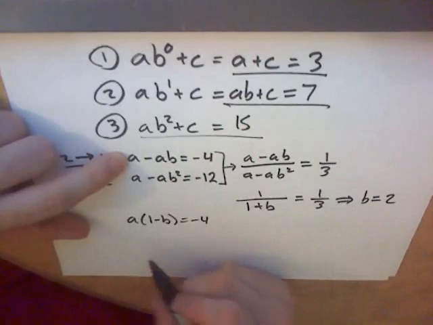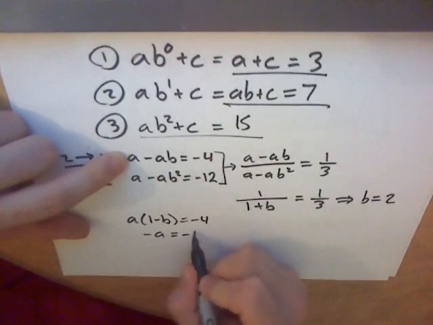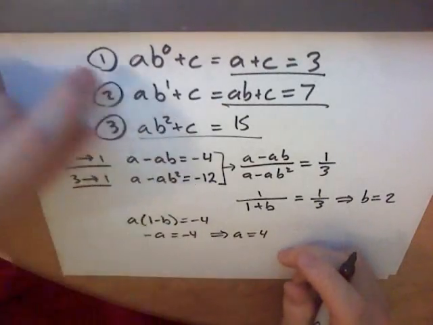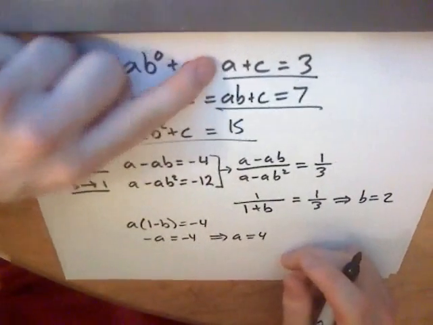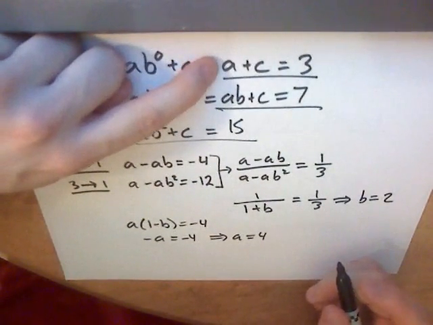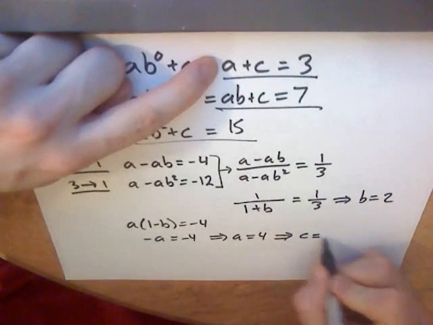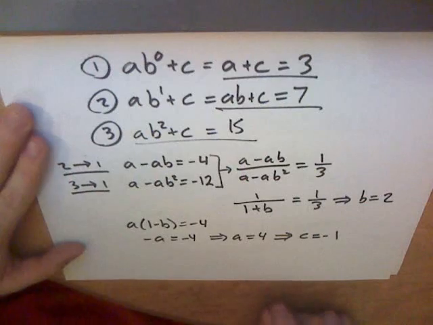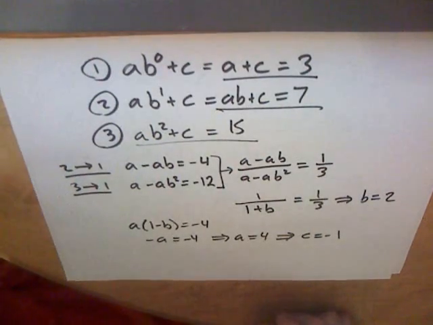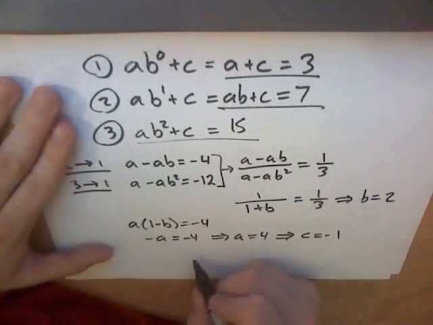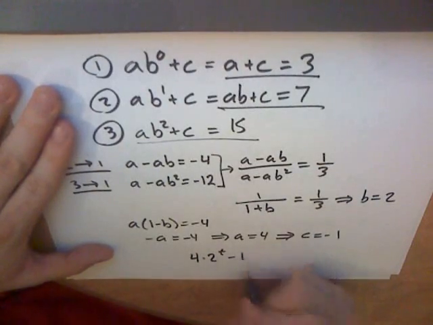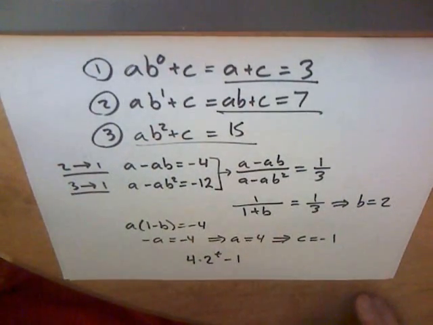We plug the 2 in, we get negative a equal to -4, which gives us a equal to 4. We take a equal to 4 and plug it into the first equation, and that shows us that c is equal to -1. In conclusion, a function which describes this DTDS over time is 4 times 2 to the t minus 1. We know this equation should work, but we want to verify that.